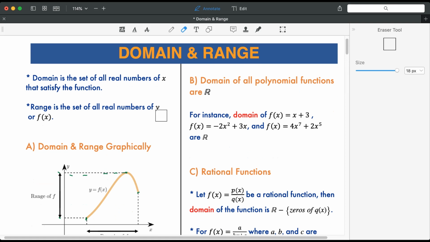Hello everyone. This video is about domain and range of the functions. We will be talking about domain and range of 9 different functions. So first let's remember what domain and range are.